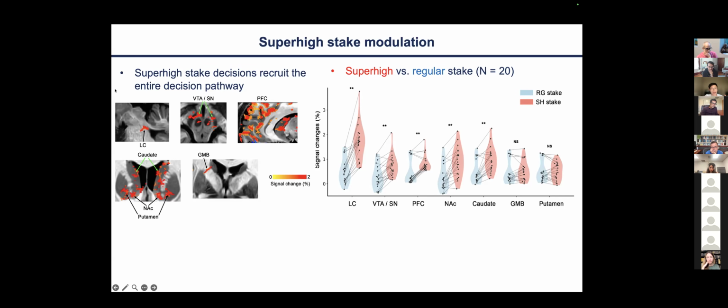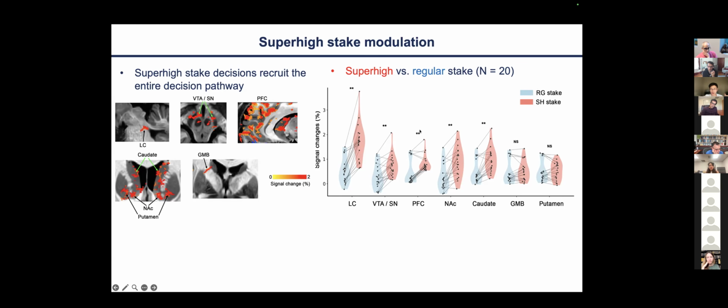But basically, the whole pathway can be engaged, can be very strongly activated by the super high stake decision. And the right basically shows the signal change across different ROIs, comparing super high stake, which is in red, with regular stake, which is in blue. And each dot is one subject. So here we cannot do the alignment and a voxel-wise group analysis. Instead, we basically extract the ROI-level signal change, and do the group analysis for these different ROIs.